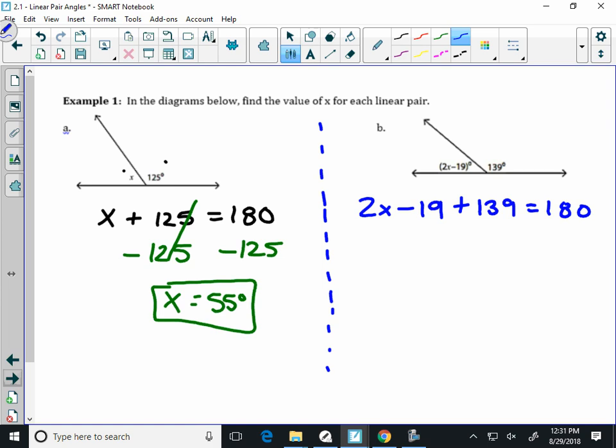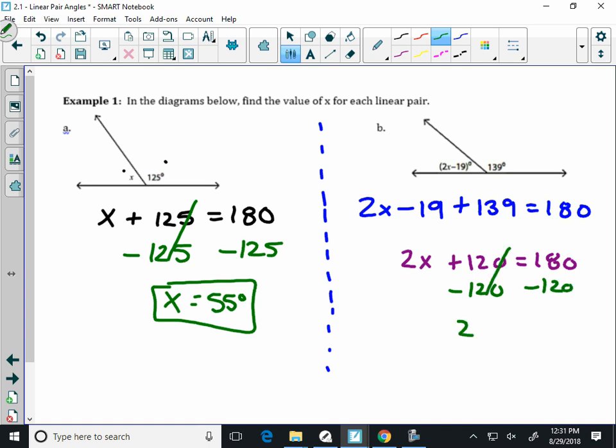Again, we have a linear pair. We know they add to 180 every single time. Right? Well, when we solve, what's our first step? Celeste, what's our first step in solving? Good. We combine like terms. What do we get? Good. And then keep solving. What's our next step in solving, Chris? Good. Minus 120.